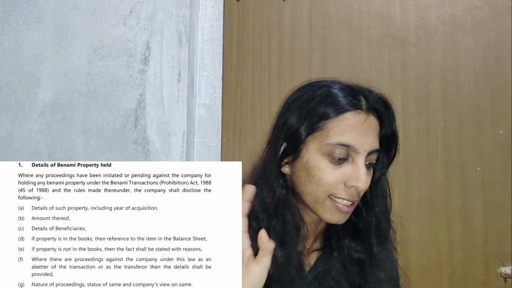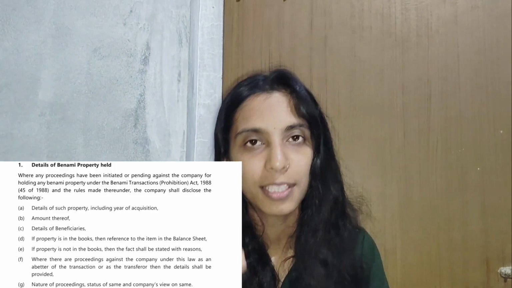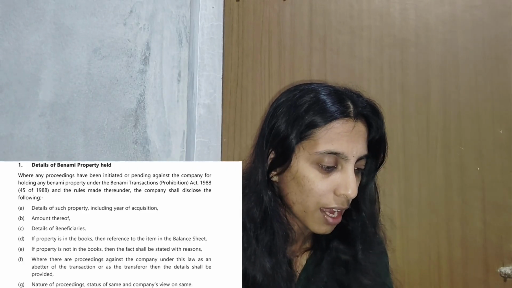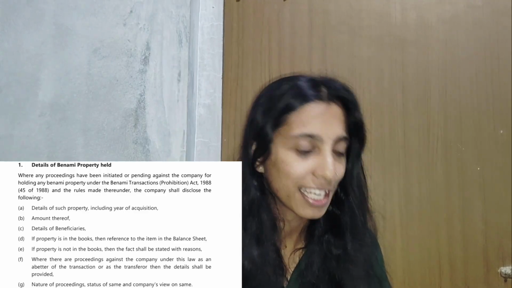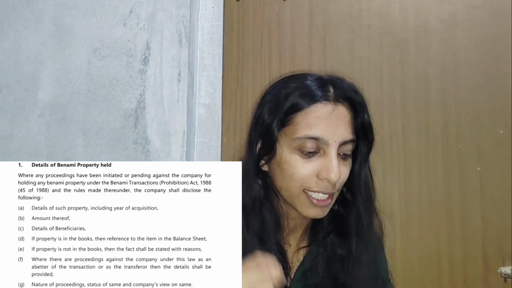The fourth one is, if the property is in the books, then reference to the items in the balance sheet. If the property is not in the books, then the fact shall be stated with the reasons. And where there are any proceedings against the company under this law, as an abettor, transaction or as the transferor, then the details shall be provided. And the last one is the nature of proceedings, status of the same and the company's view on the same.